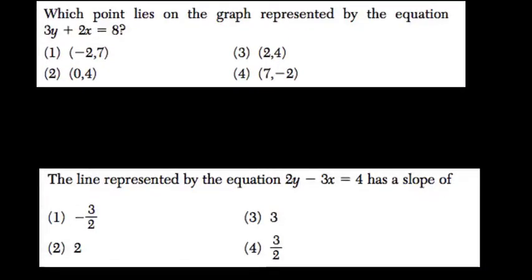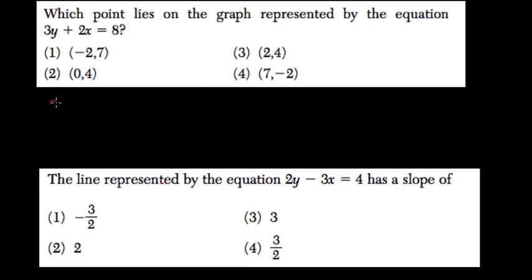Which point lies in the graph represented by the equation 3y plus 2x is 8? Well, if we plug these points into the equation, if we plug in 0 and 4, they should equal 8. So if they do, it's correct.